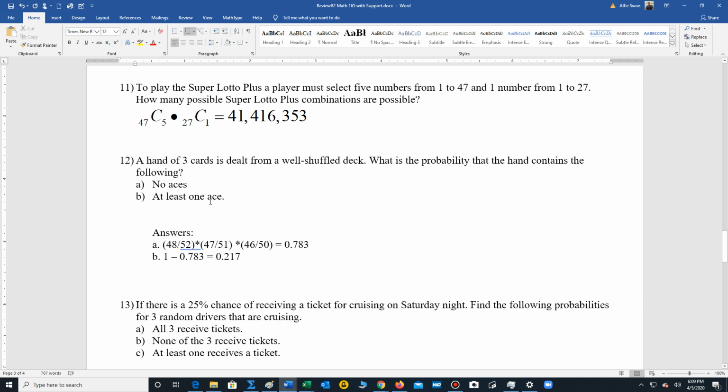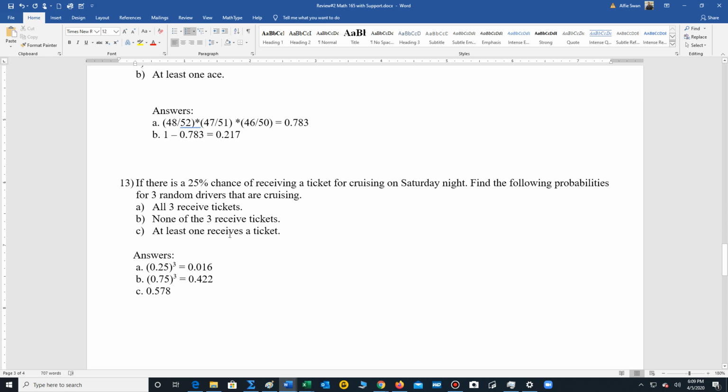And then when it says at least 1, once again we're using that other formula. It's 1 minus they're not aces, so 0.217.